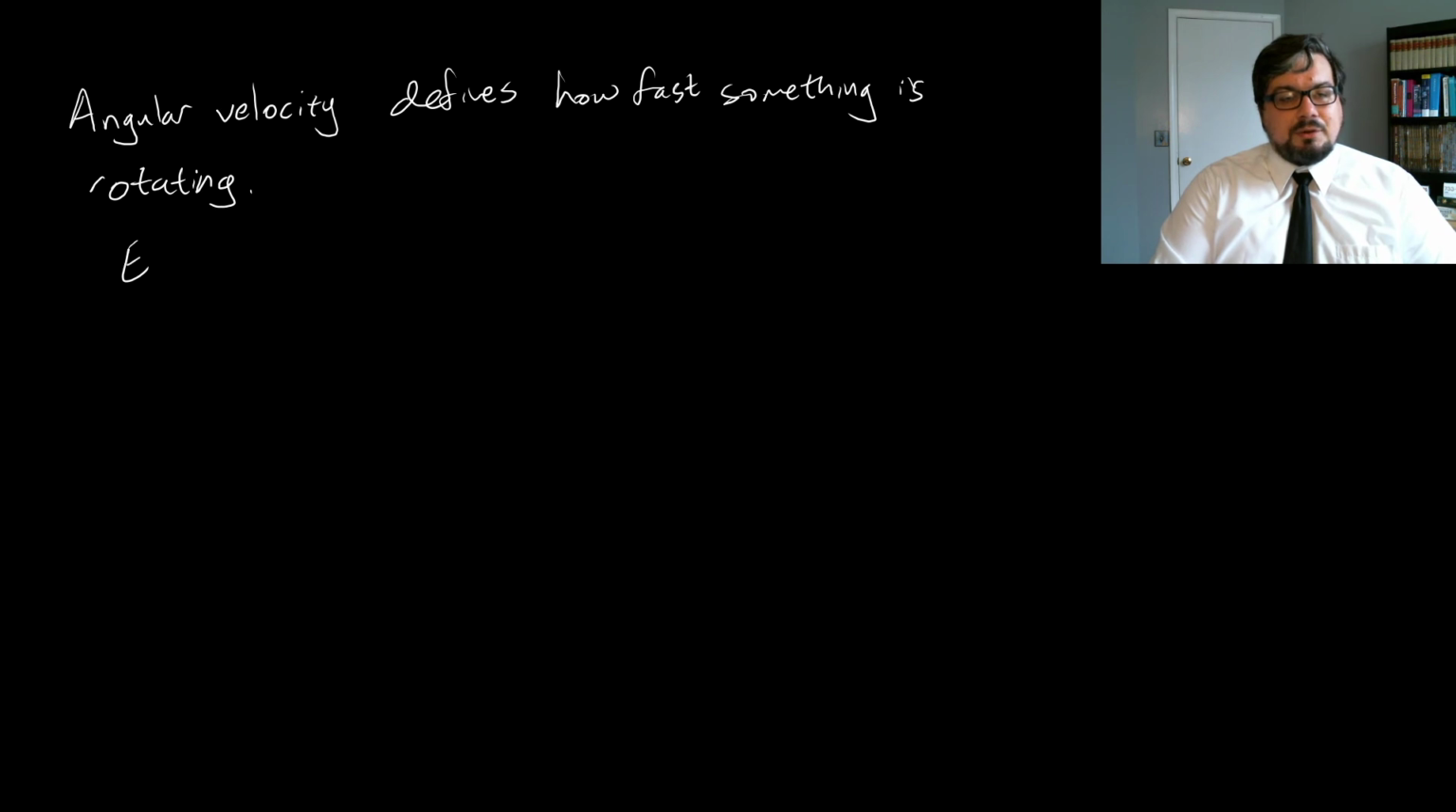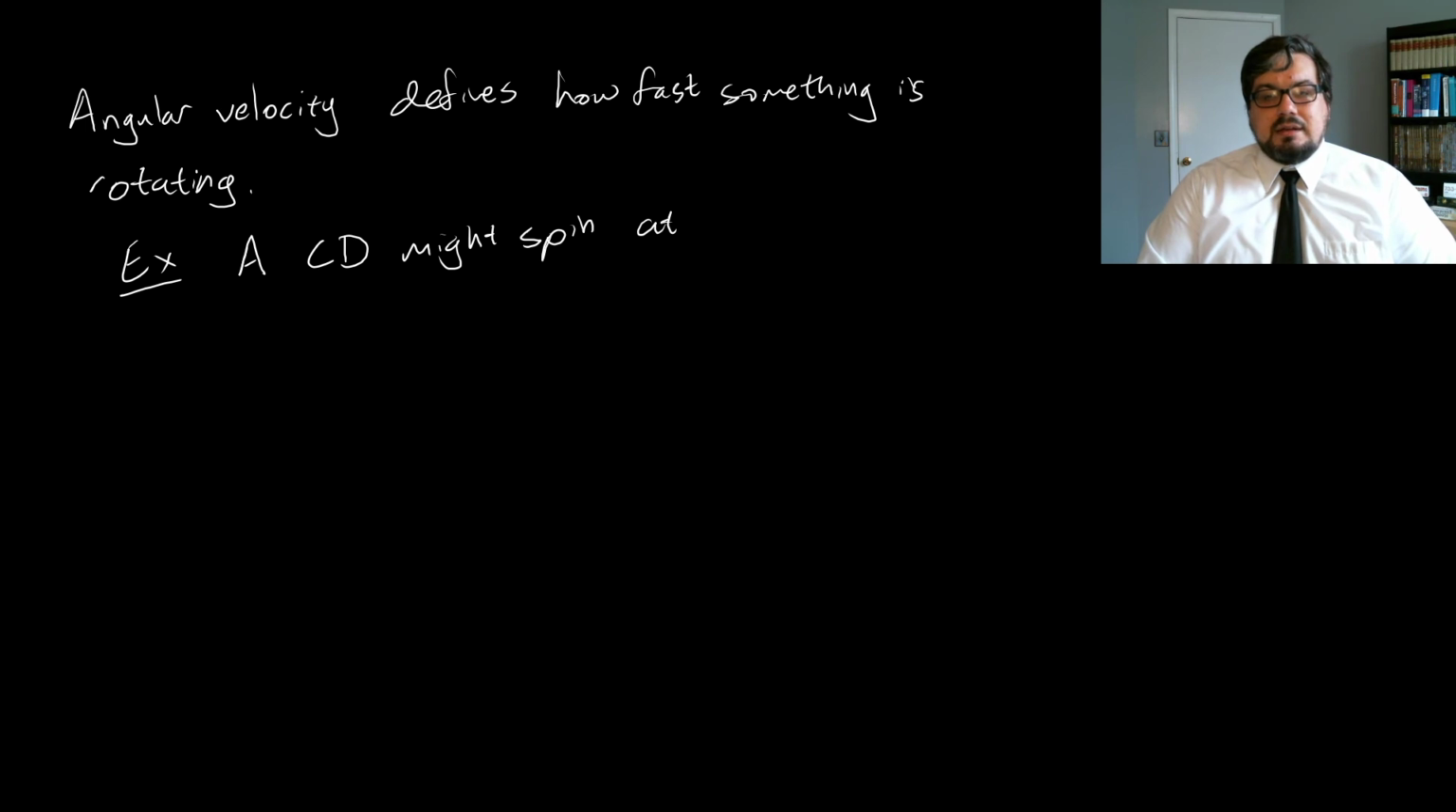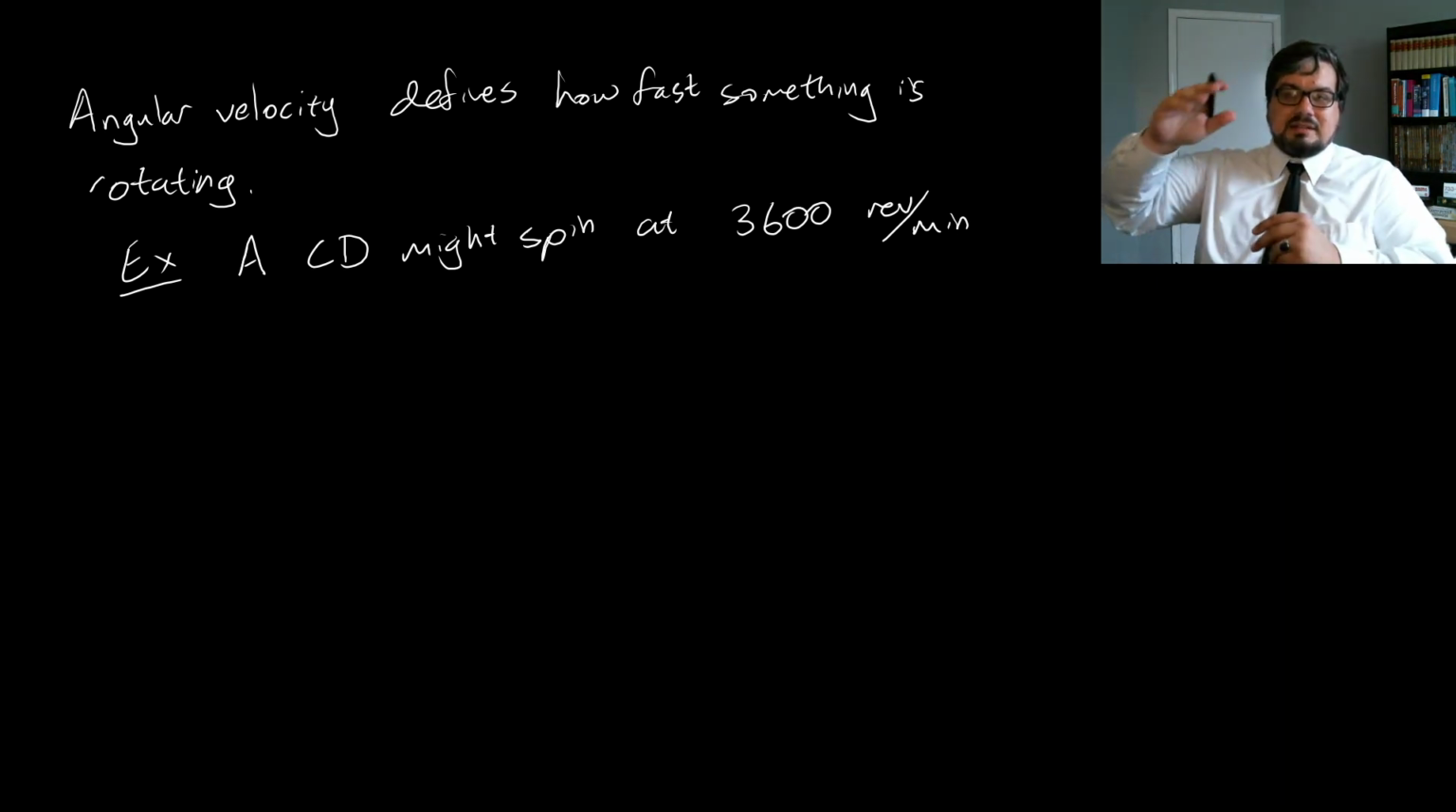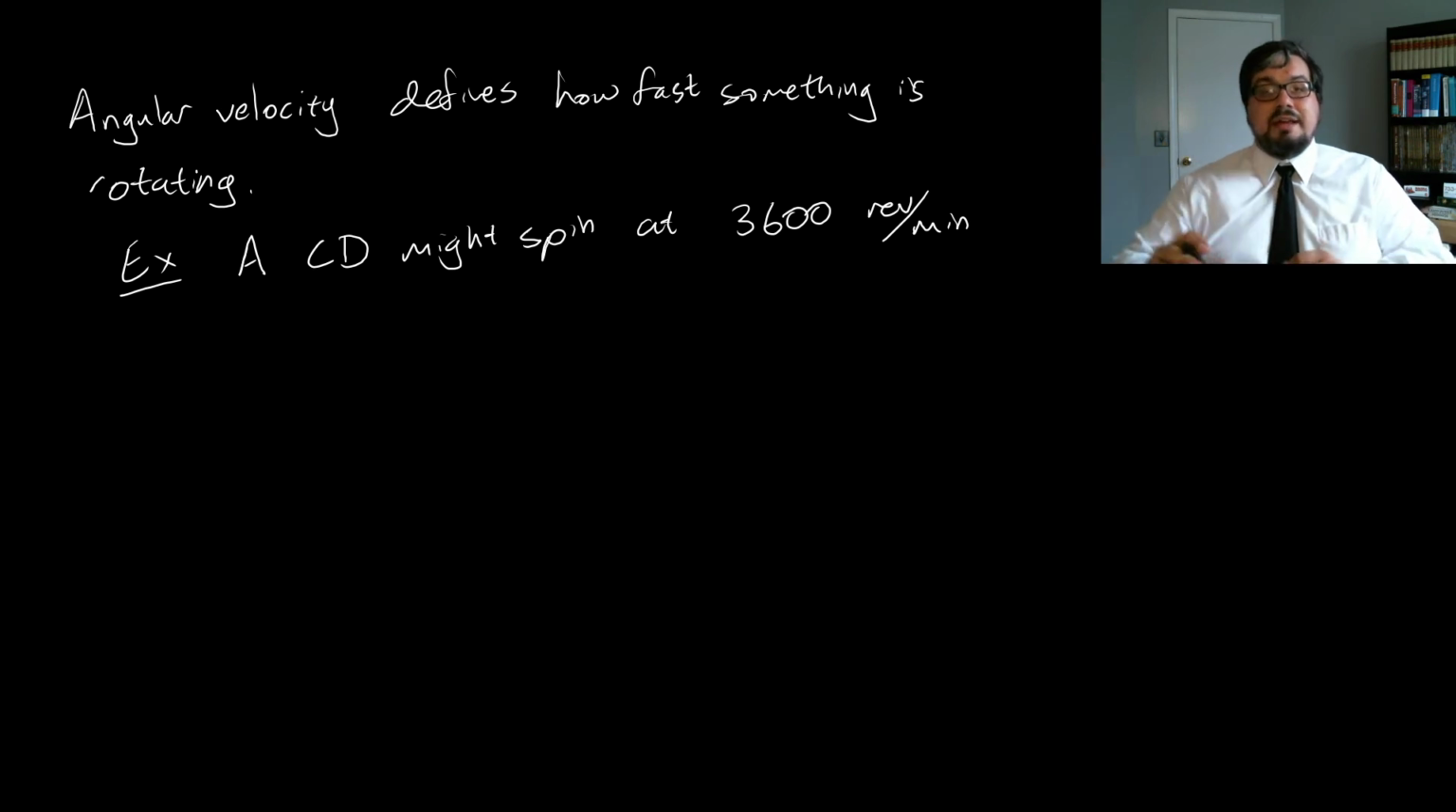So for example, a CD might spin at 3,600 revolutions per minute. So this is describing a speed, but it's not a linear speed. It's not telling how far something's going. It's telling how fast something is spinning.